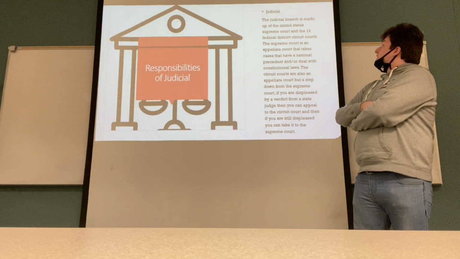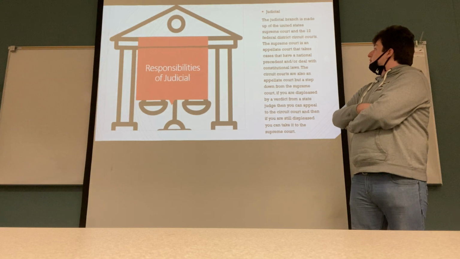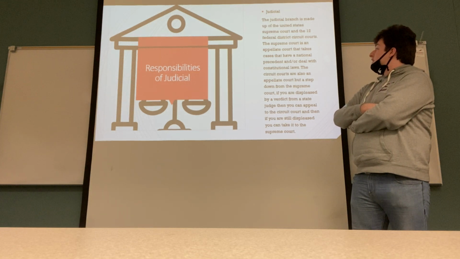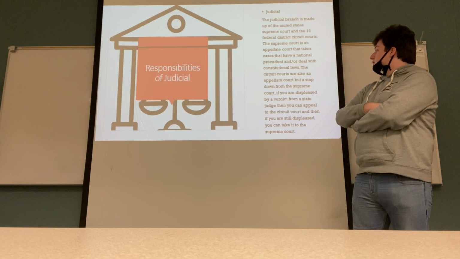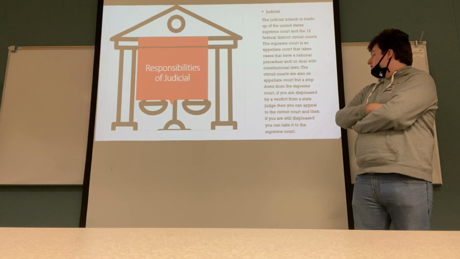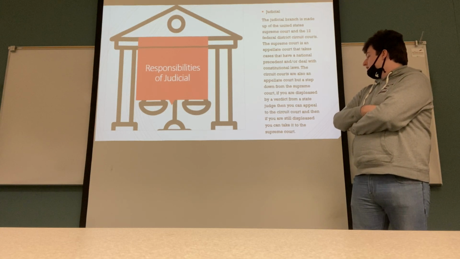Judicial. The judicial branch is made up of the United States Supreme Court and the 12 federal district circuit courts. The Supreme Court is an appellate court that takes cases that have a national precedent and or deal with constitutional laws. The circuit courts are also an appellate court, but a step down from the Supreme Court. If you are displeased by a verdict from a state judge, then you can appeal to the circuit court, and then if you are still displeased, you can take it to the Supreme Court.